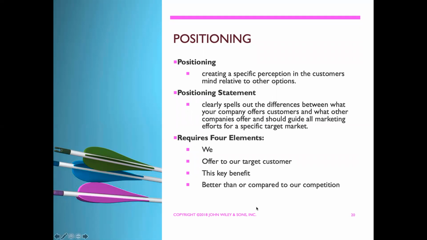But there's 4 elements for a positioning statement, okay? It has to have these 4 components. The first one is we. So you have to say the company or the brand or the unit that's offering the product. You have to have the offer to the target customer. Make sure the target customer is clearly identified in terms of important segmentation characteristics. The key benefit, what we're offering those customers that's better than every other company, and why it's better than or how we compare to our competition. Okay? Those are 4 things that have to be in a position statement to get some kind of result.